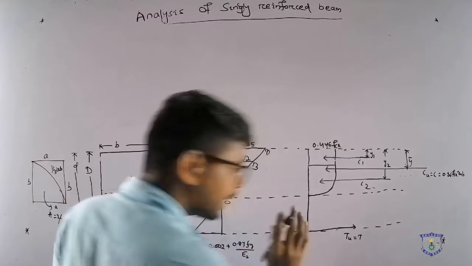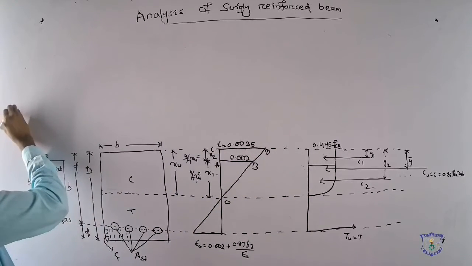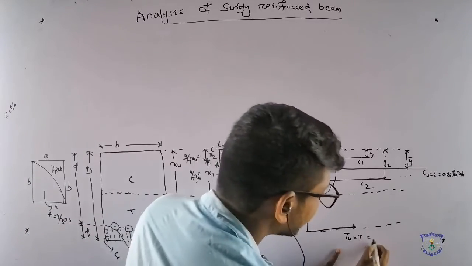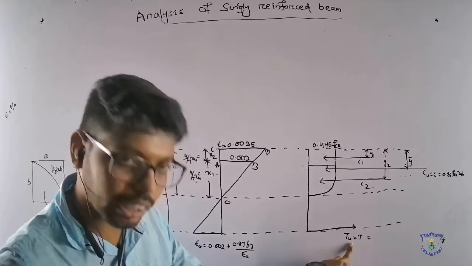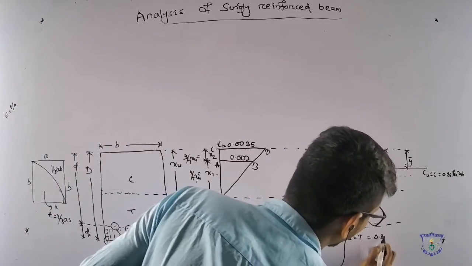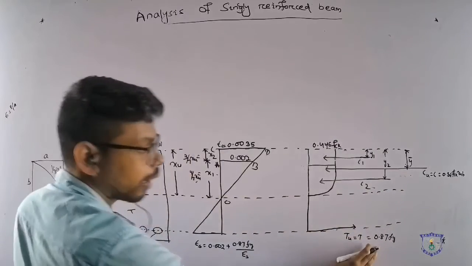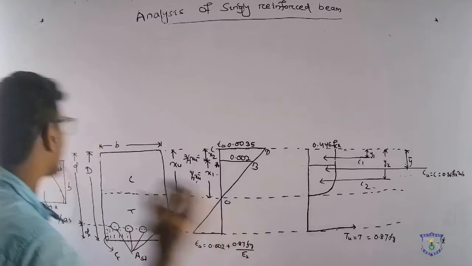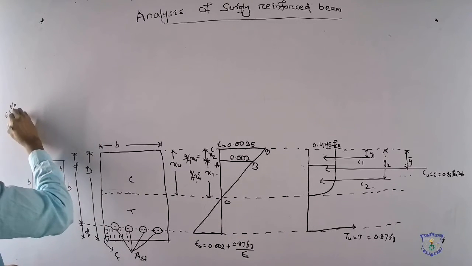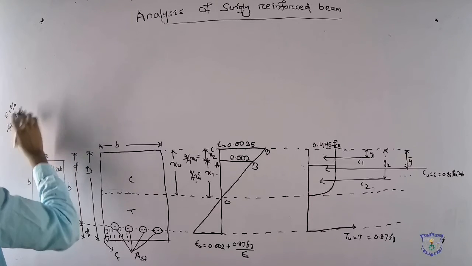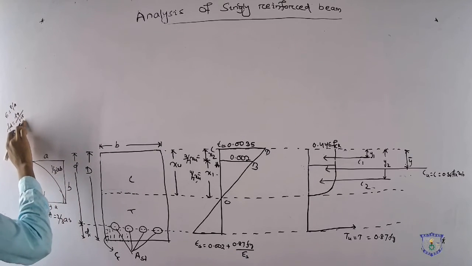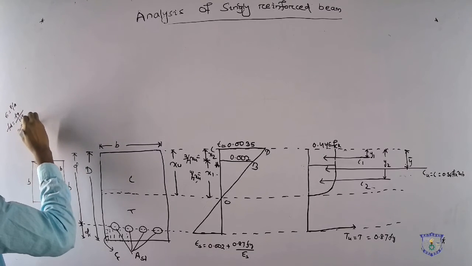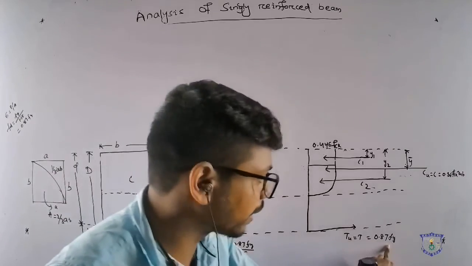And the T value is the same thing. Stress equals force per area, so force equals stress into area. What is the stress developed here due to the tension steel? It is 0.87 Fy. We find it from the design strength of steel, FD equals Fy by 1.15, where 1.15 is the partial safety factor of steel. So Fy by 1.15 gives 0.87 Fy, which is the average stress.